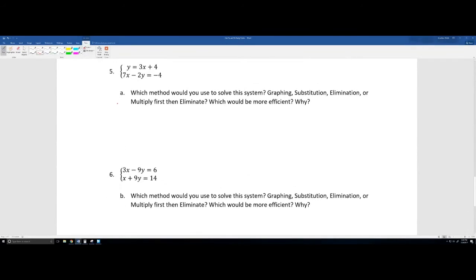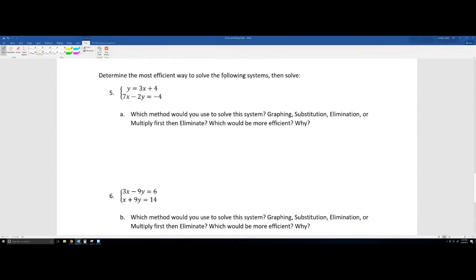All right, number 5, determine the most efficient way to solve the system, then solve. So which method would you use to solve the system? Well, I already see that y is isolated right here for my system, so I would use substitution. I want to circle that. I would solve by substitution. It'd probably be more efficient. Now, why? I could just plug it back in.